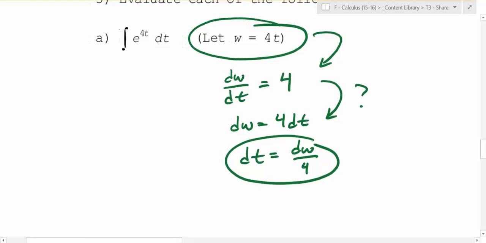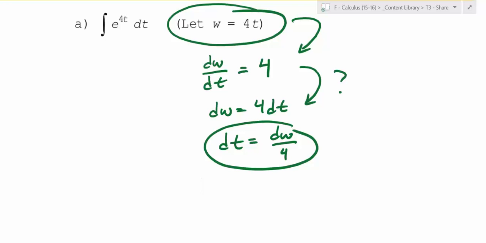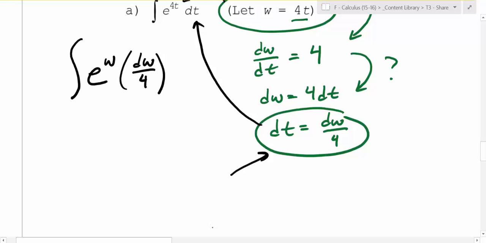And now let's go back and look at this one. Well, we wanted w to be 4t, so we could now rewrite this as the integral of e to the w. What could I pull out to the front of this integral? There's only one constant in there. 1/4. This is 1/4 times the integral of e to the w dw.